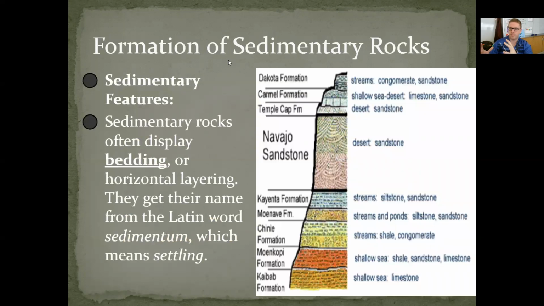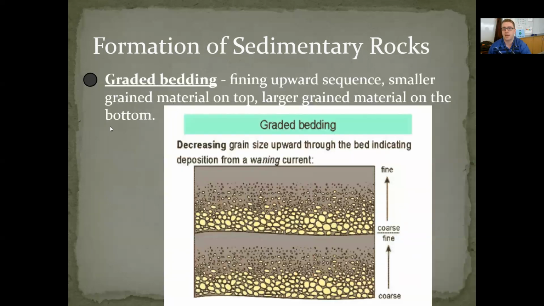Once we have either the compaction or the cementation happening, we can look at this idea of bedding within sedimentary rocks. It's a specific feature found within sedimentary rocks, and it tells us information about the setting in which that rock formed. Was it in a desert? Was it underwater? Was it in a stream? Was it in a specific type of sea? All these we can tell from bedding.